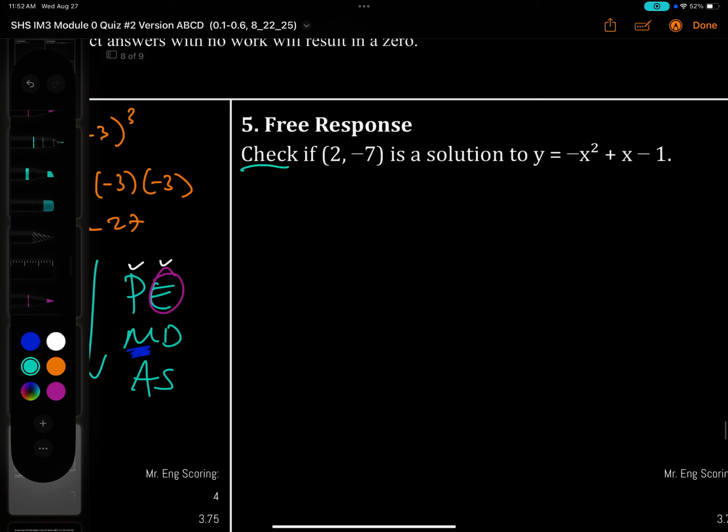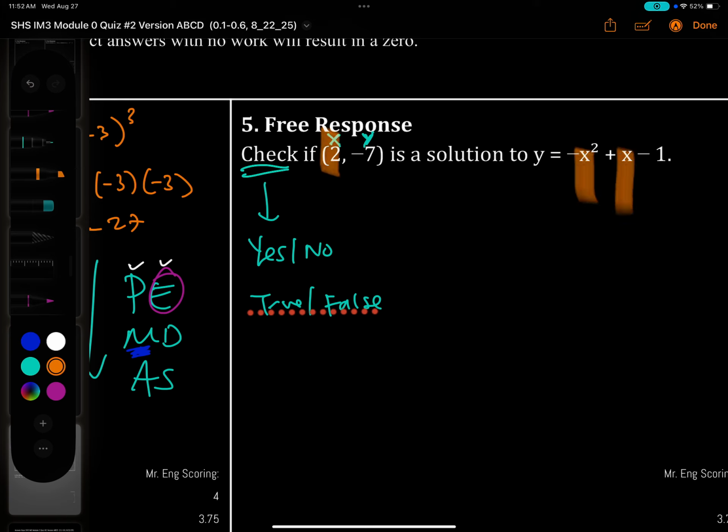Okay, question number 5. Check means yes or no, true or false. Okay, and what's difficult about this problem, let me write that first, is your x value is the first one, your y value is the second one. So you basically have to do 2 substitutions. X is 2, and then y is negative 7. Put that in there. Y is -7.